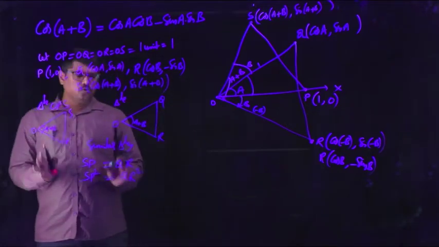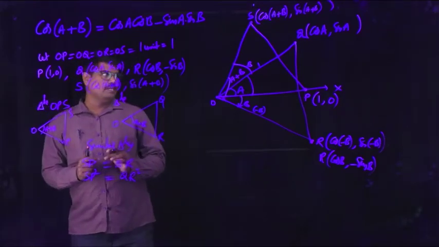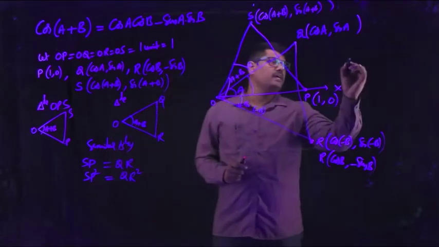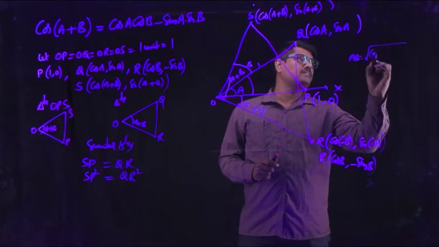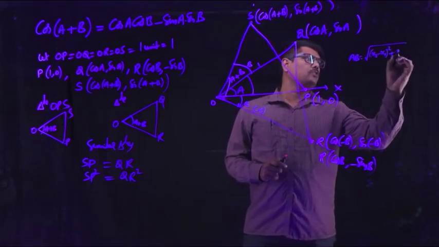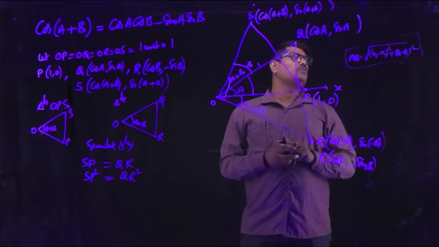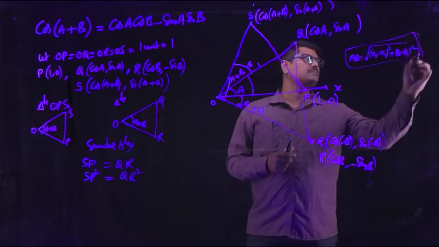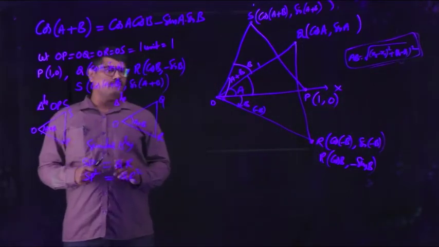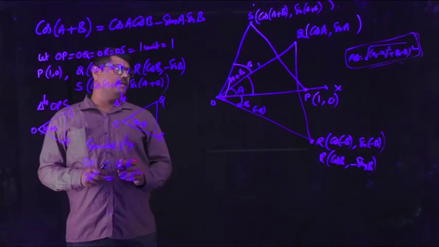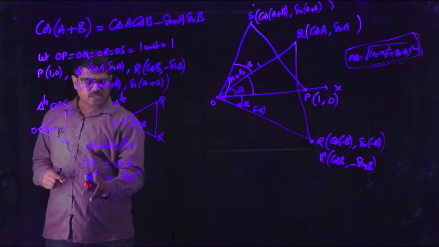So you have to know the formula for finding the distance between 2 points. Distance between 2 points A and B is root of x2 minus x1 whole square plus y2 minus y1 whole square. This is the formula to find the distance between 2 points. To eliminate the square root, we are already considering the square.